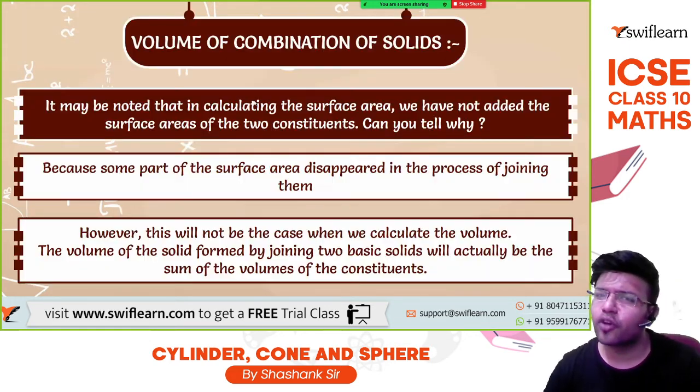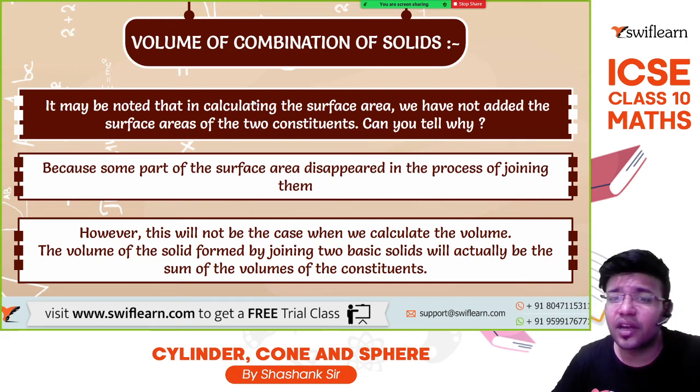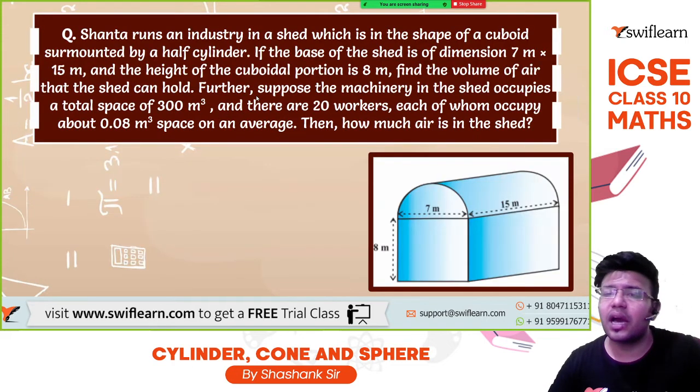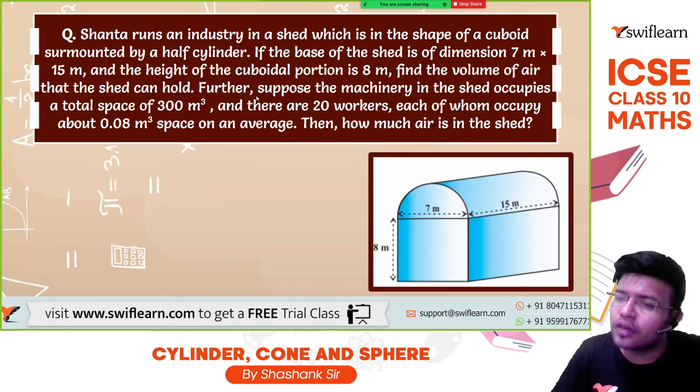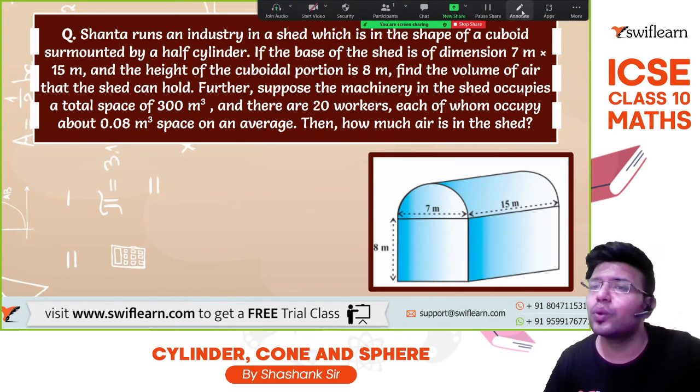Volume of combinations of solids. It may be noted that in calculating the surface area, we have not added the surface areas of the two constituents. Why? Because some part of the surface area disappeared in the process of joining them. Because they are overlapping, we are not considering it. However, this will not be the case when we calculate the volume. The volume of the solid formed by joining two basic solids will actually be the sum of the volumes of the constituents. When we are joining two objects, the volume will be the same: volume of object 1 plus volume of object 2.